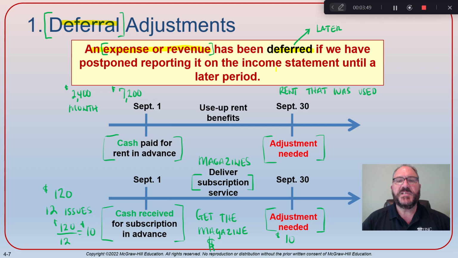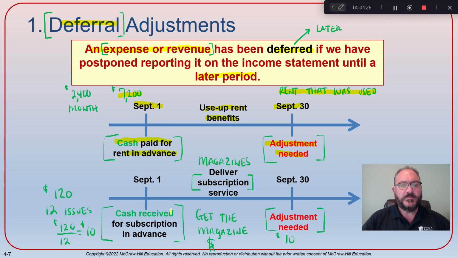And postpone an income statement until a later period. So here's an example. On September 1st, we paid cash for rent in advance, right? Then we use up the rent benefits, right? And on September 30th, we have to make an adjustment. So in other words, if we paid $7,200 prepaid rent for 3 months, it's going to be $2,400 a month, right? So we make that adjustment at the end to lower that prepaid rent amount because the rent was used. So it's going to go from an asset to an expense.